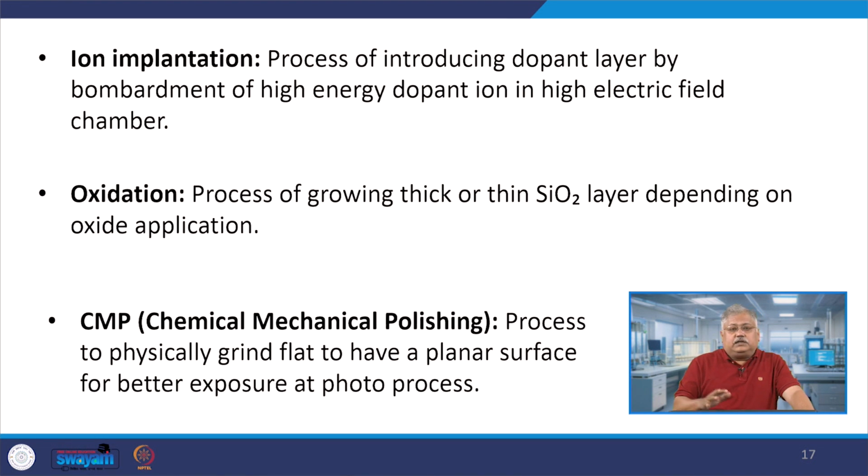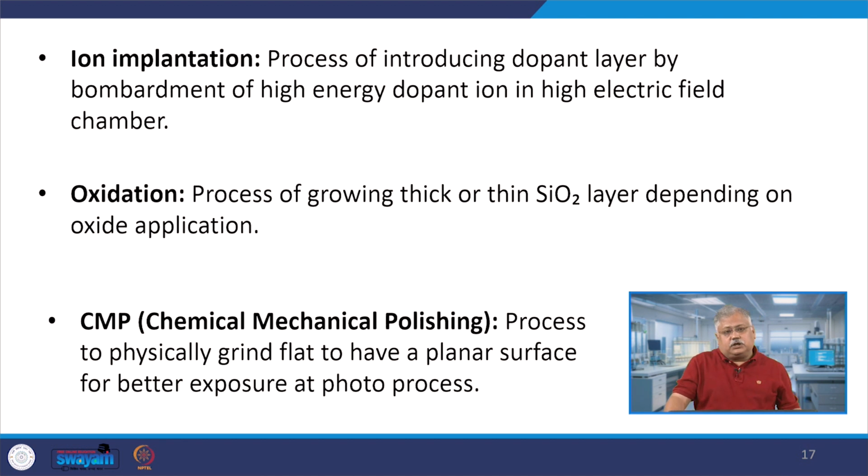The fourth process is ion implantation, right? For example, you want to bombard high energetic dopant species in a high electric field chamber, so that the dopant species are able to sit at an appropriate position within the wafer or within the system, so that you are able to have an appropriate number of charge carriers available.